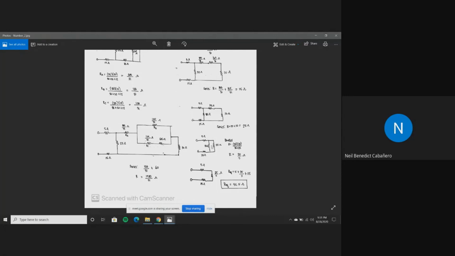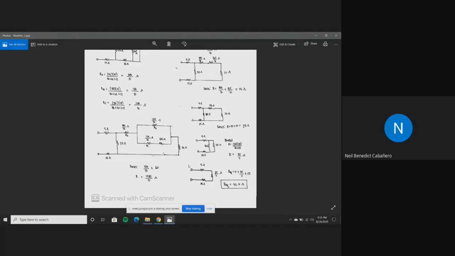And at this point, we can see that these two resistors are now connected in parallel. So to find the total resistance, we just multiply R1 and R2 over R1 plus R2. So 25 times 25 over 25 plus 25 will result to 25 over 2 ohms.